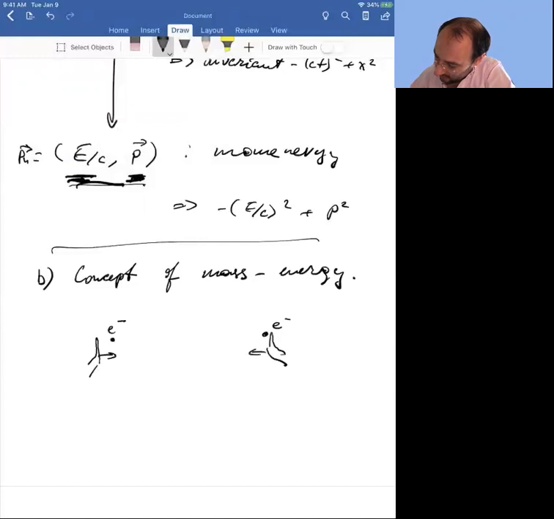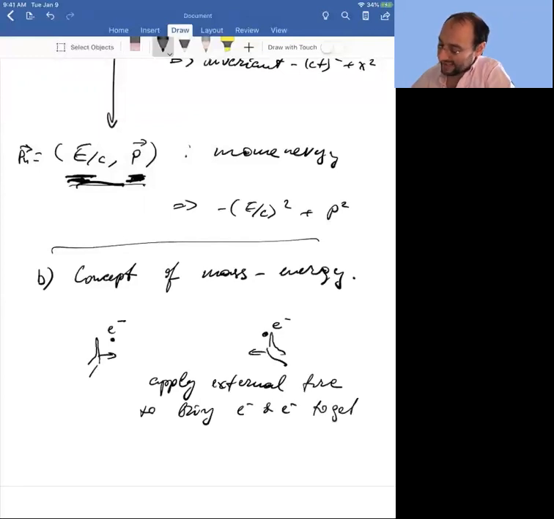You apply an external force to bring electron and electron together. Okay, you bring them together. You took some of your energy that you had from having breakfast, and where's that energy now? Well, we believe in the conservation of energy. That energy is now stored in the electric field that's between the electrons.